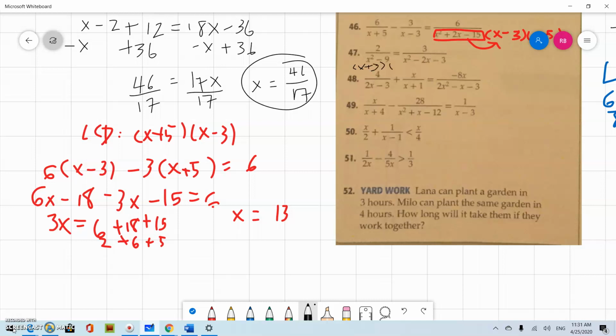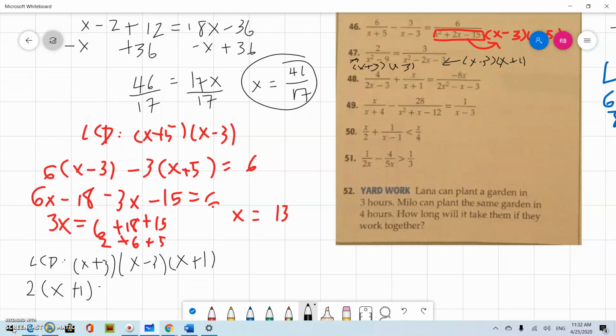So this is x plus 3, x minus 3 for the first one, and then this one is x minus 3 and x plus 1. So then your LCD is actually quite long. It's x plus 3, x minus 3, and x plus 1. So let's multiply that to everything. The first one gets x plus 1 only, and the second one gets x plus 3.